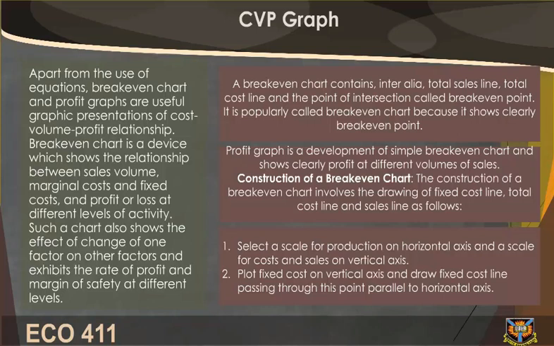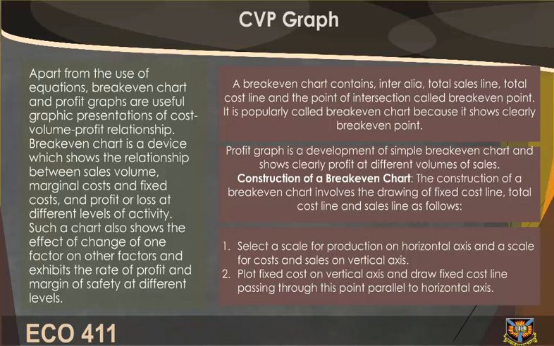A break-even chart contains, inter alia, total sales line, total cost line, and the point of intersection called break-even point. It is popularly called break-even chart because it shows clearly the break-even point. Profit graph is a development of the simple break-even chart and shows clearly profit at different volumes of sales. Construction of a break-even chart.